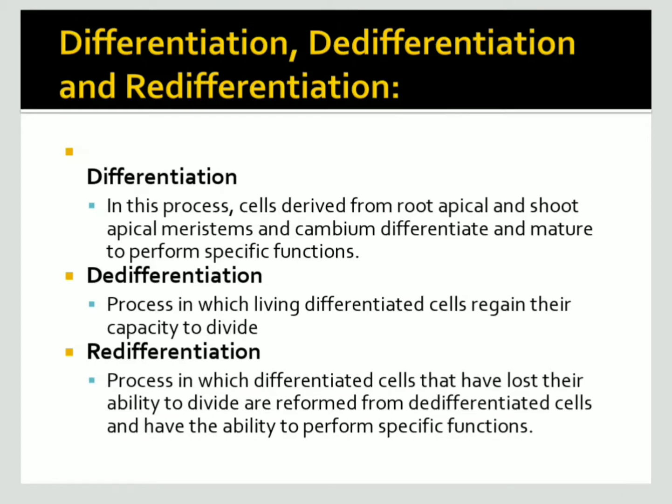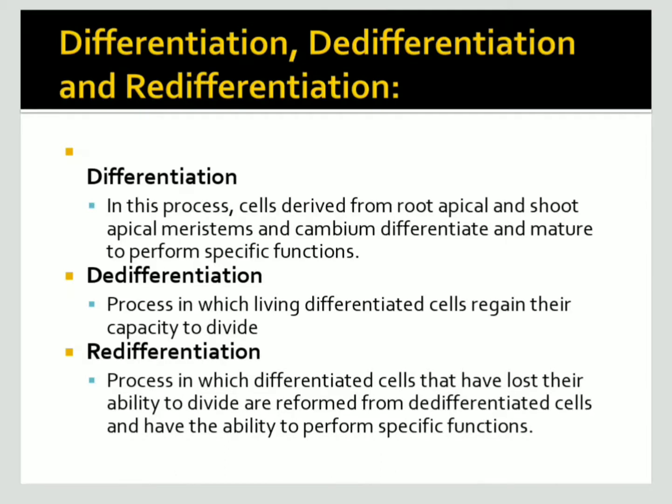First, differentiation. The cells derived from the apical meristem, after completion of division, attain maturity to perform a specific function. That is differentiation. De-differentiation is a process in which living differentiated cells regain their capacity to divide. Redifferentiation means the de-differentiated cells again lose their ability to divide, and they are able to perform a specific function. That means they stop dividing again and perform the specific function. Based on that they are separated.